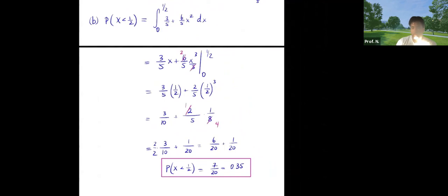So a lot of these continuous random variable problems are reformulated or just become really an integration problem. But now these numbers have more meaning because you're finding the probability of a certain random variable attaining a value less than a half in this case. Make sense?